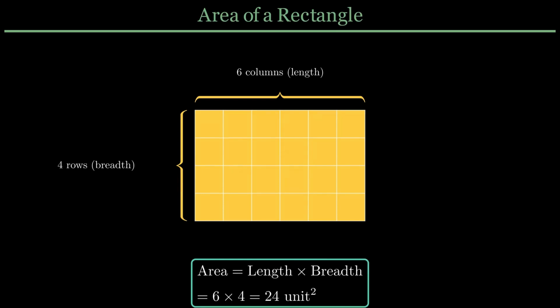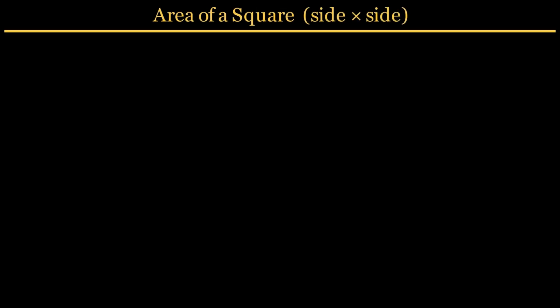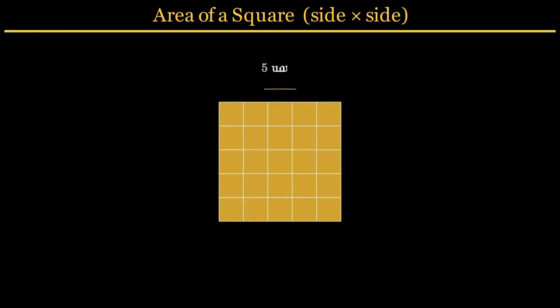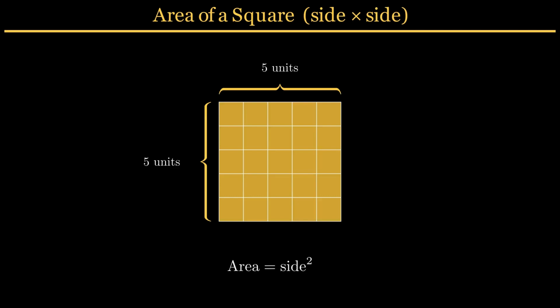Area of a square. A square is just a special rectangle where all sides are equal. Here we have a 5 by 5 grid. The area is simply the side length multiplied by itself, side squared. 5 squared equals 25 units squared. That's it.